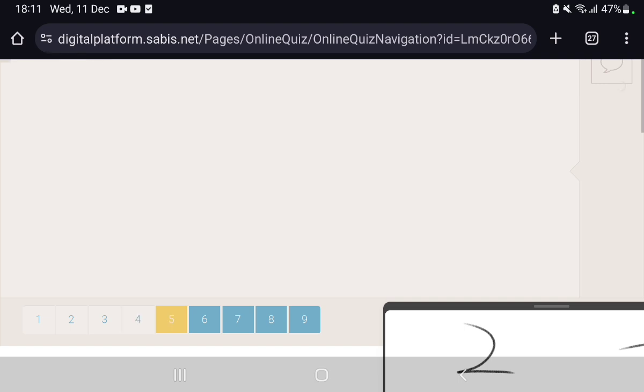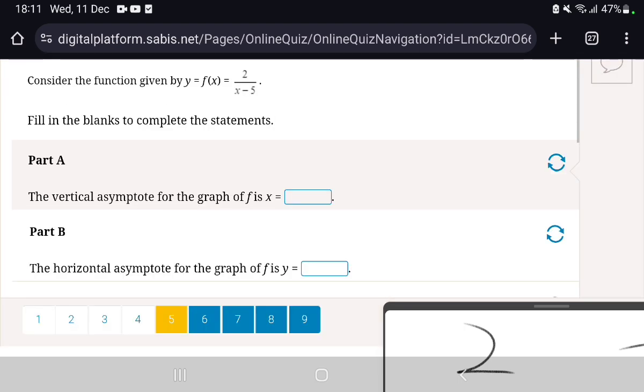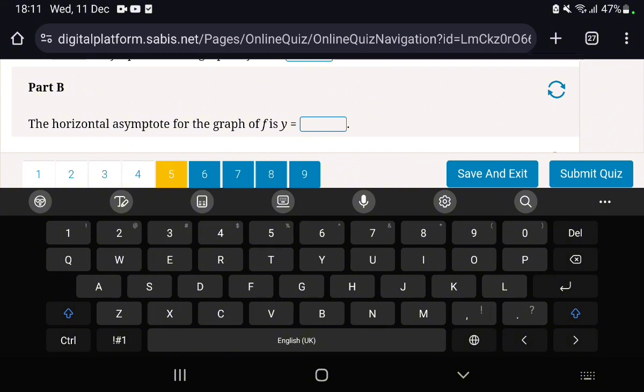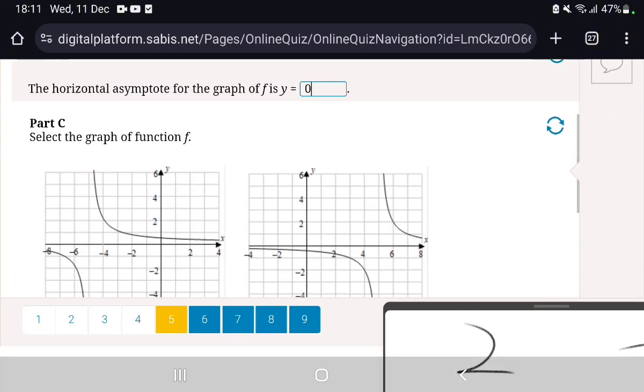Number 5. The vertical asymptote, as we said, is whatever makes the denominator 0, so it's x equal to 5. The horizontal asymptote is the coefficient of x up divided by the coefficient of x down. And since we have no x, that means the coefficient of x up is 0, which means the horizontal asymptote is y equal to 0.